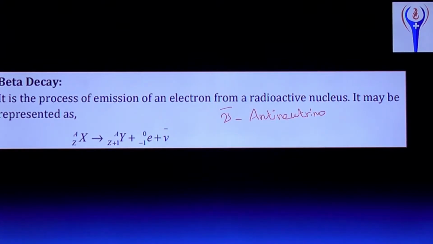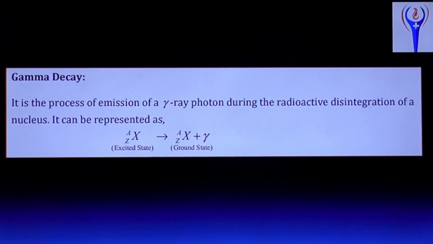Next. In gamma decay, see, excited state. That I mentioned as star there. Here it is mentioned as excited state. There is no change in the atomic number or mass number, but there will be a change in the energy state. Excited state to ground state with gamma emission. This is the gamma decay.